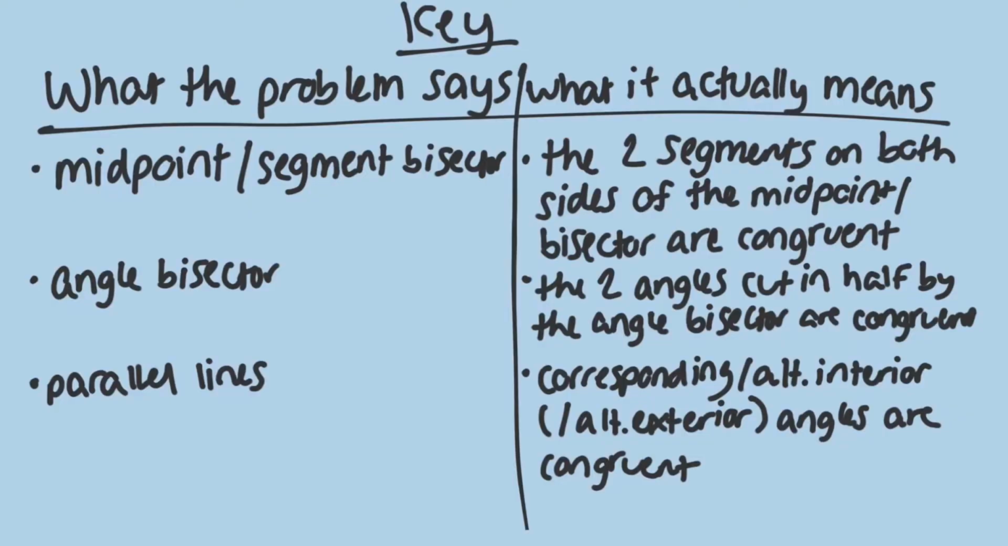And if you see 2 parallel lines, then try to look for a transversal that's cutting through the 2 parallel lines, and then from there you can find 2 alternate interior angles or corresponding angles or alternate exterior angles that are congruent, and that gives you 2 more congruent pieces in your triangles.